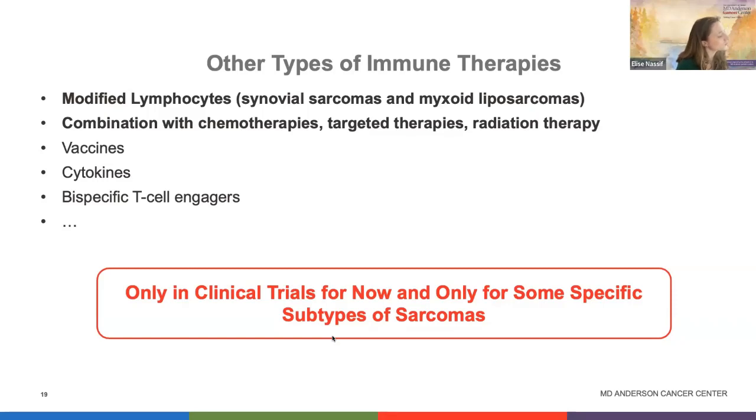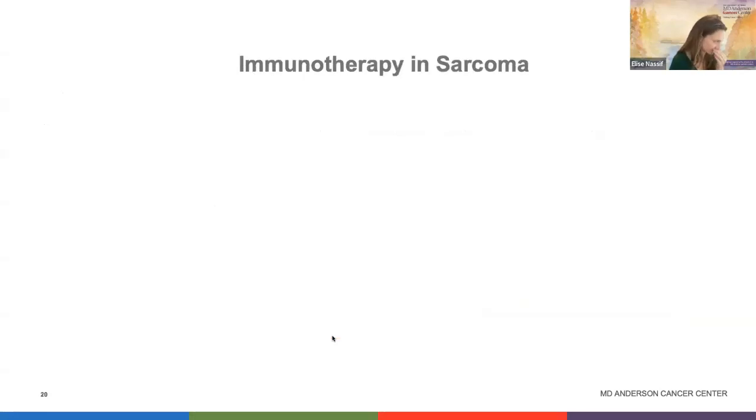Other therapies that are being developed based on immunotherapy are combinations of the immune checkpoint inhibitors with chemotherapies, targeted therapies, and with radiation therapy. The other types of therapies like vaccines, cytokines, bispecific T-cell engagers and a lot of other therapies have some promise, but somehow have less data right now in sarcomas.